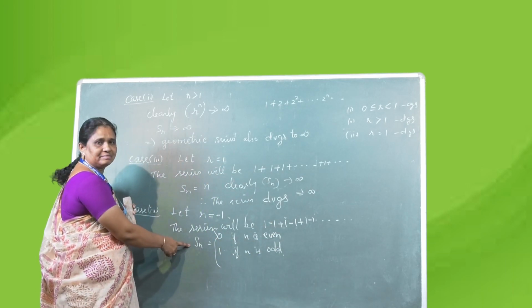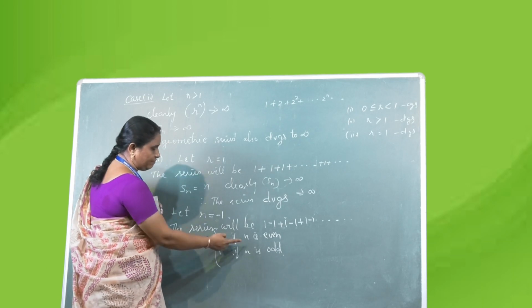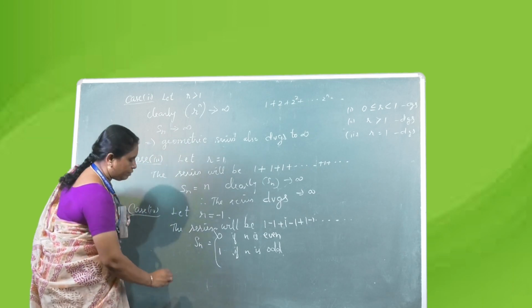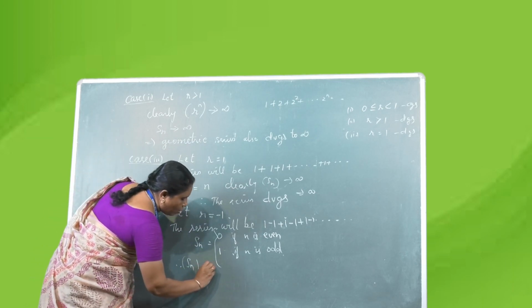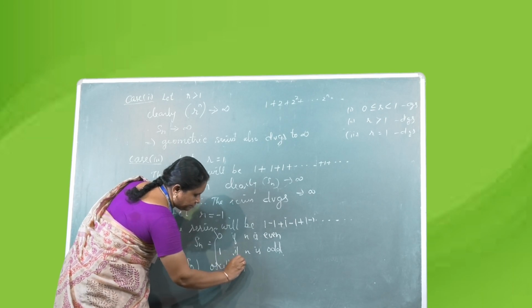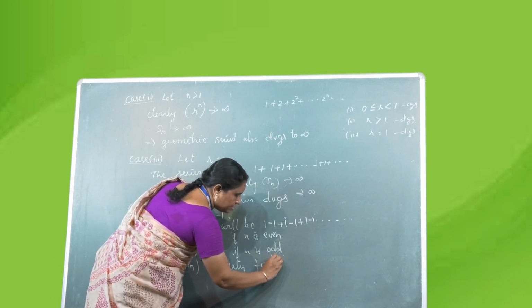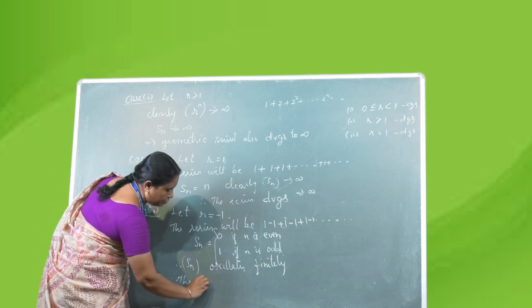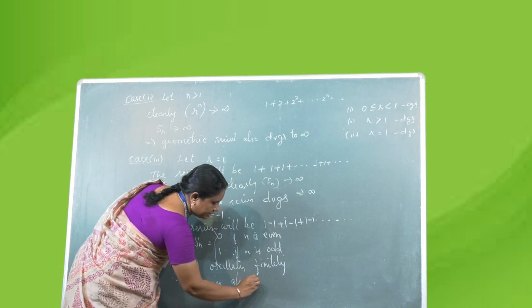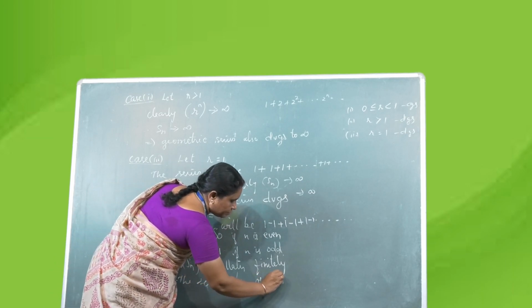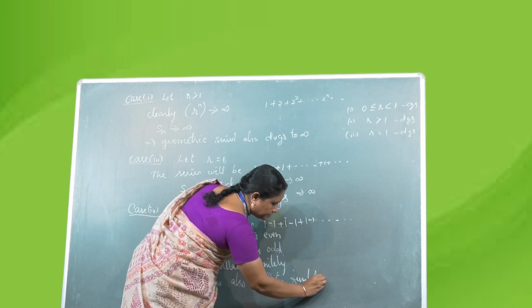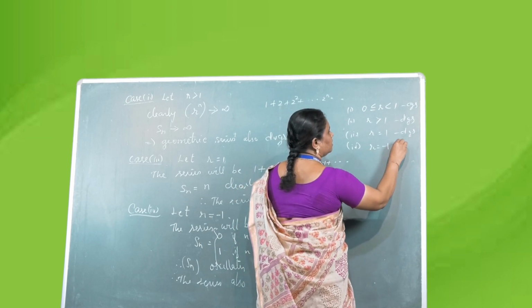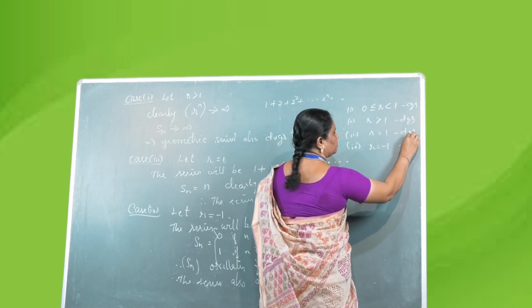Therefore the partial sums Sn oscillate. If n is even, it converges to 0, and if n is odd, it converges to 1. Therefore the partial sums Sn oscillate finitely, as the values are finite values. Sn oscillates finitely, and therefore the given series also oscillates finitely. Therefore case 4, when r is equal to -1, it oscillates finitely.